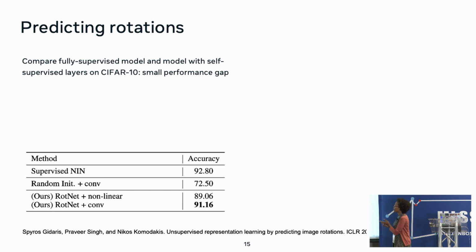And then what this work showed is that if you look at this supervised model, it's a specific architecture called network in network, and the fully supervised model performs quite well. And then you see that this model, where it's partially supervised, actually reaches performance that's not too far from it.